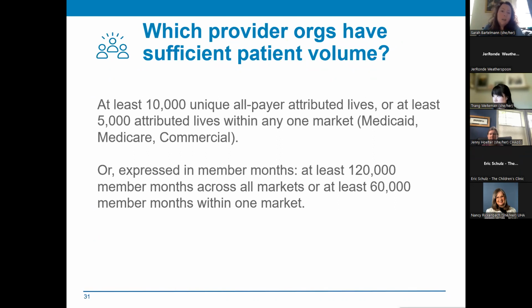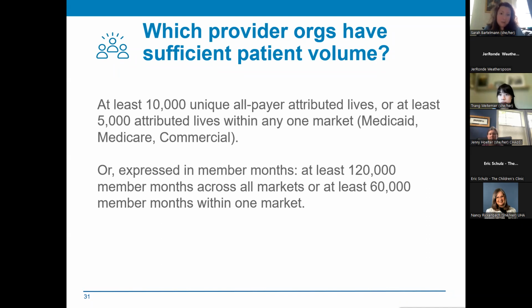And we are talking about provider organizations that have at least 10,000 unique attributed lives across all markets, or at least 5,000 lives in any one market specifically, Medicaid, Medicare, or commercial. The implementation committee talked about attributed lives. The data that we're using is in member months, so let's convert that to member months. So at least 120,000 member months across all markets.